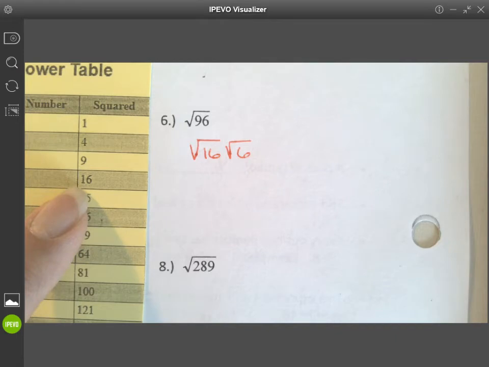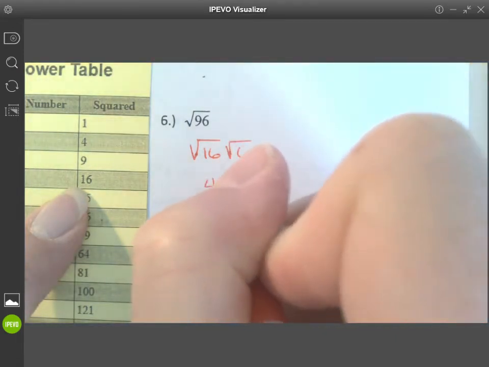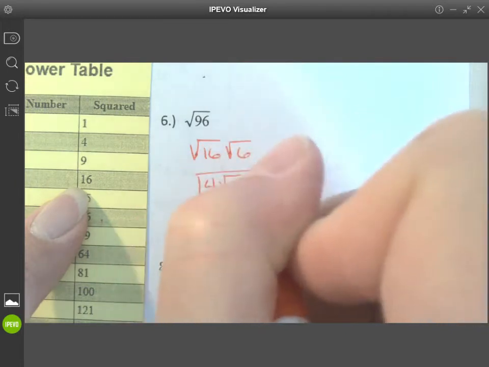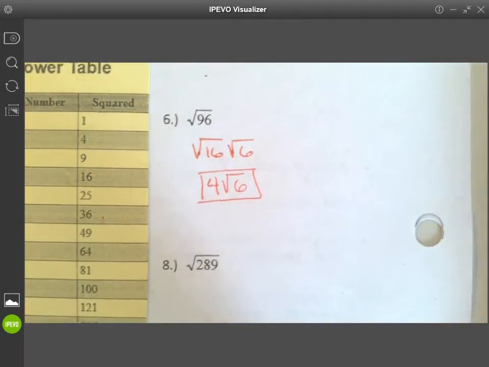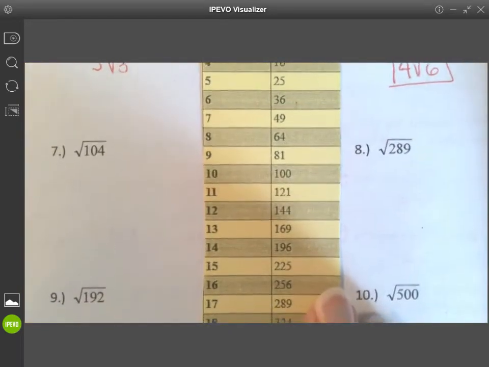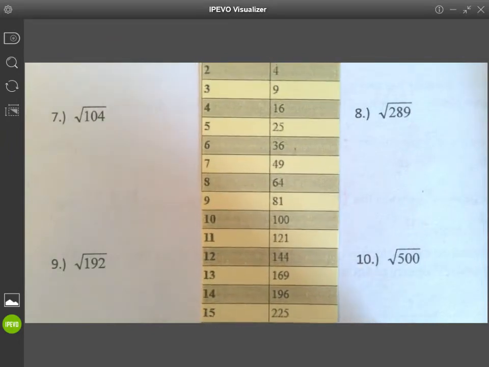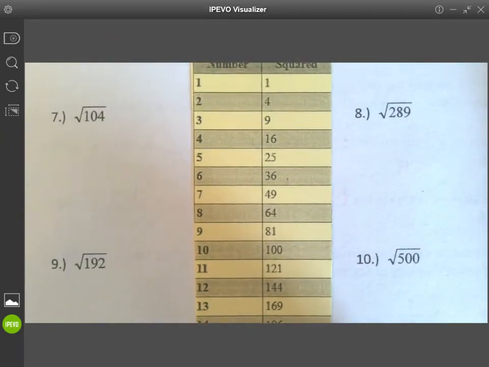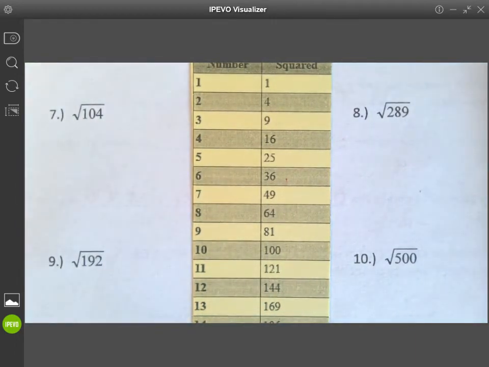I'm not asking you to know it all. I'm asking you to try for it. All right, this would be 4 times the square root of 6. So this is understood that it's multiplying. All right, let's go back over to this side. Square root of 104. Why don't you guys try number 7 and number 8? You got your list of perfect squares, and then we'll come back and work on it.